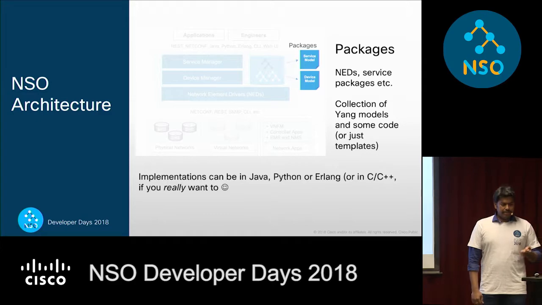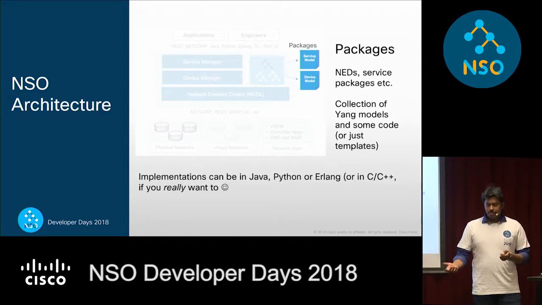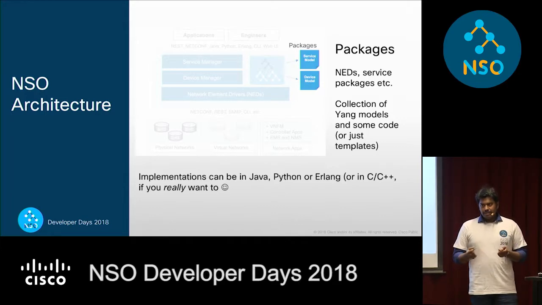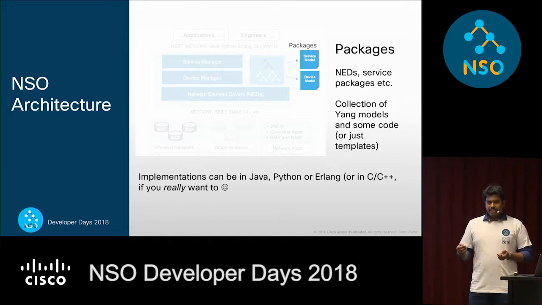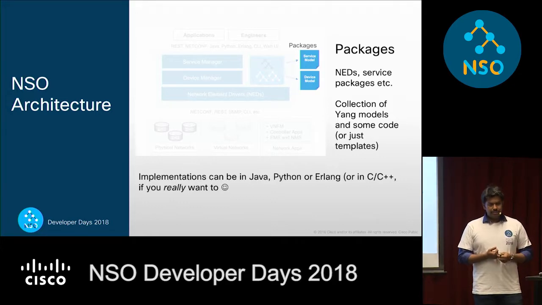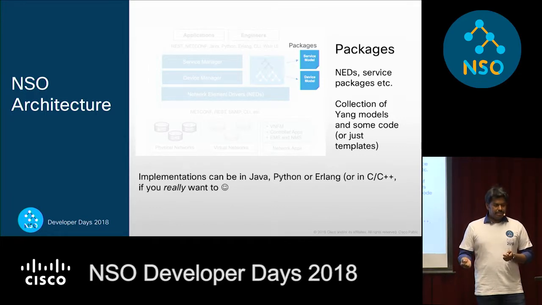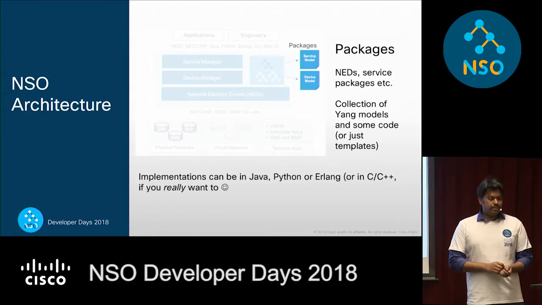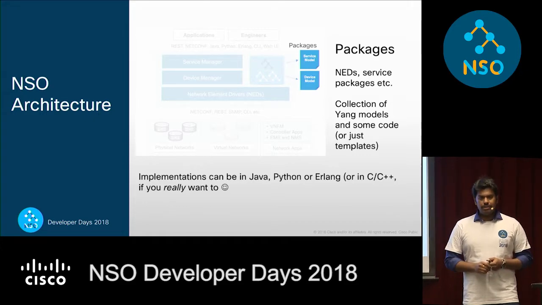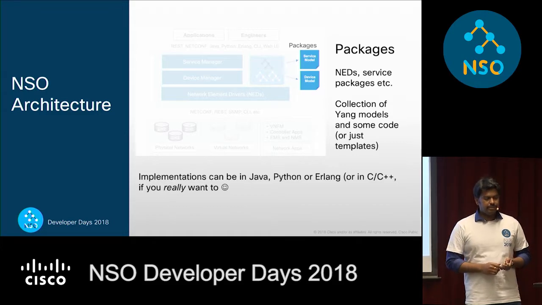A package is nothing but a collection of models and some code. In some cases, you have some templates as well that tell you exactly what to do. The behavior and the capabilities are modeled by the Yang models, and then the actual behavior is implemented in software or in templates. We have APIs in Java, Python, Erlang, and also in C that you can use to implement the APIs that you define in Yang.